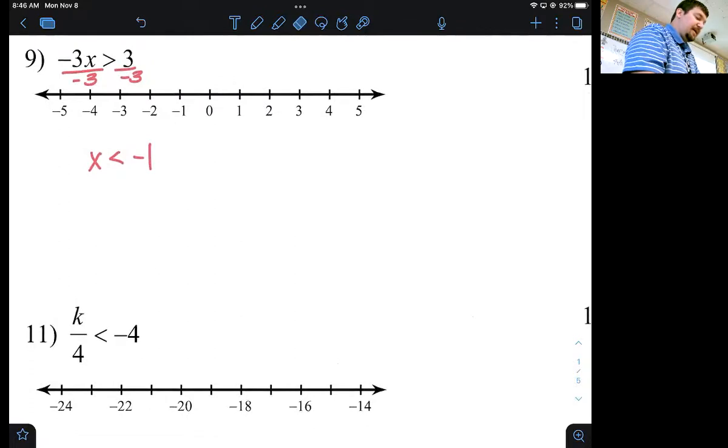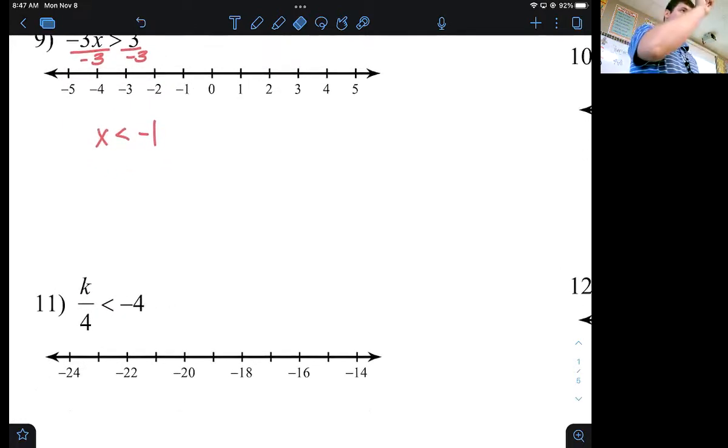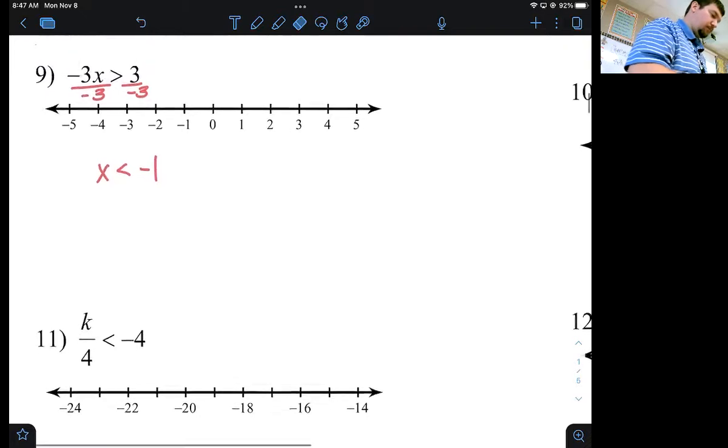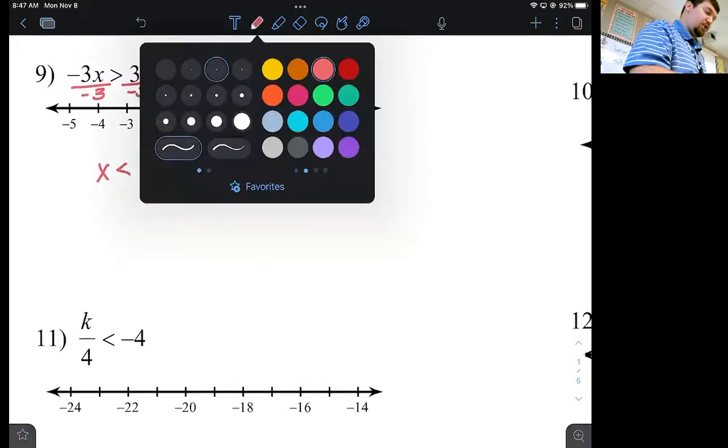It's not if this number is negative, it's: is there a negative with the variable term? In this case, no, there's not. So I'm not going to have to flip on number 11. Branson, what do I do to get rid of the divide by 4? Multiply by 4. Georgia, you have a question?